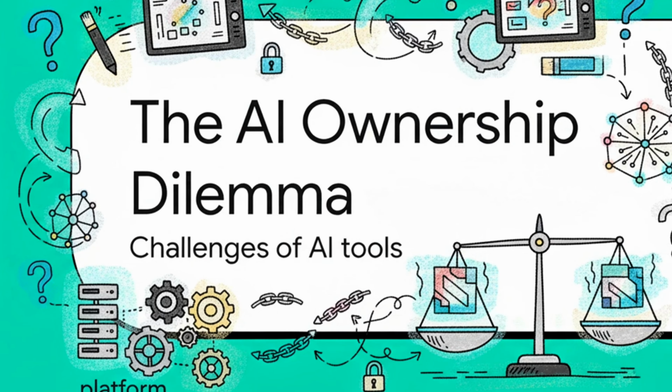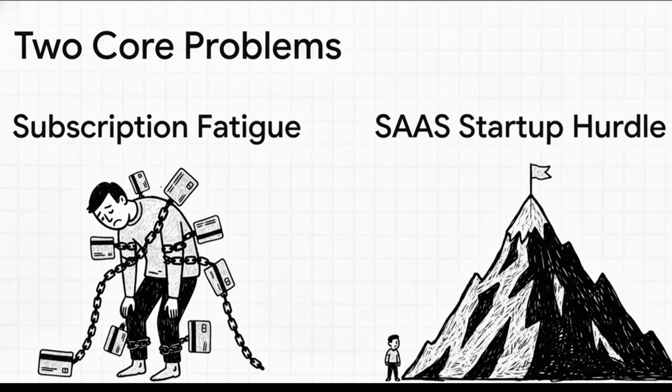And all of this brings us to what the product materials call the AI ownership dilemma. And the point they're making here is that this isn't just about the usual problems of starting a business. Nope, this is about the very specific, very modern challenges of trying to build something in the world of AI right now. So what is this dilemma, really?